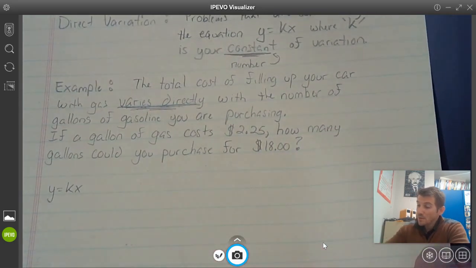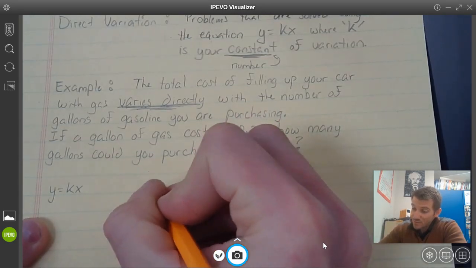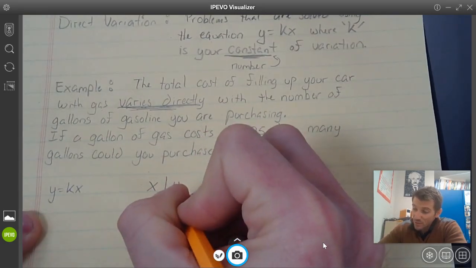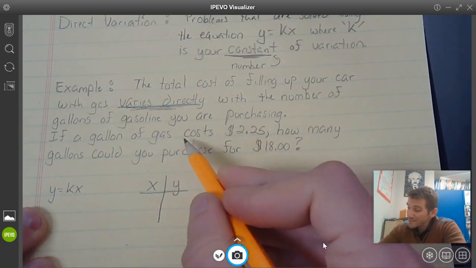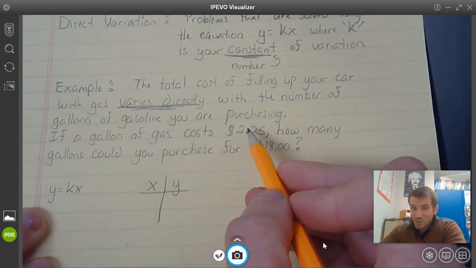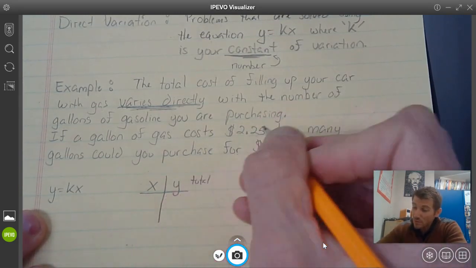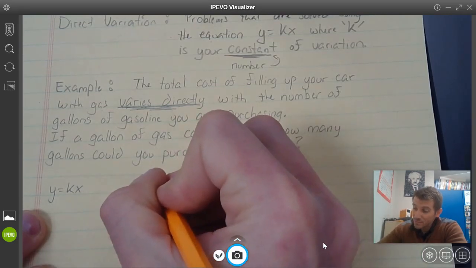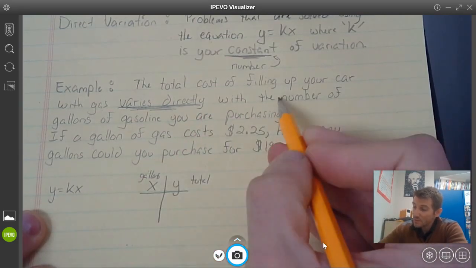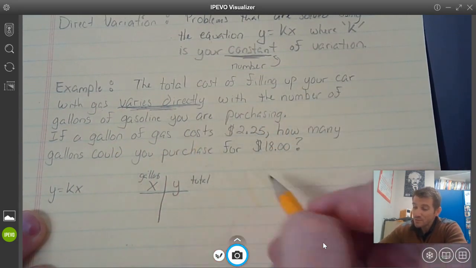So, first thing, we've always taught you all this. It's always smart to make an XY chart so you know what X and Y represent. Well, it says it's gallons of gas and it's a total amount. Well, we know that Y is always our total, and X is the number of gallons. Correct? Number of gallons that you are purchasing and the total cost.